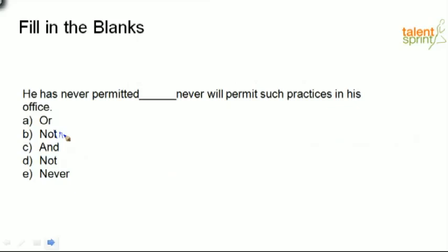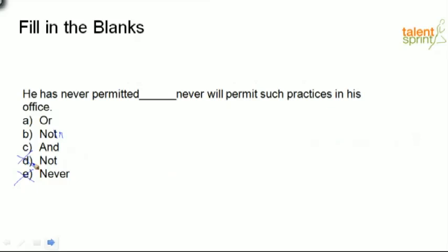One of the other ways, apart from the substitution method we discussed, in which you can arrive at the answer is just applying each of those words in the blank, right? So: he has never permitted or never will permit. He has never permitted nor never will permit. He has never permitted and never will permit. He has never permitted not never will permit. He has never permitted never. That's definitely out of the question, right? So we can safely eliminate options E and D because they don't sound right.